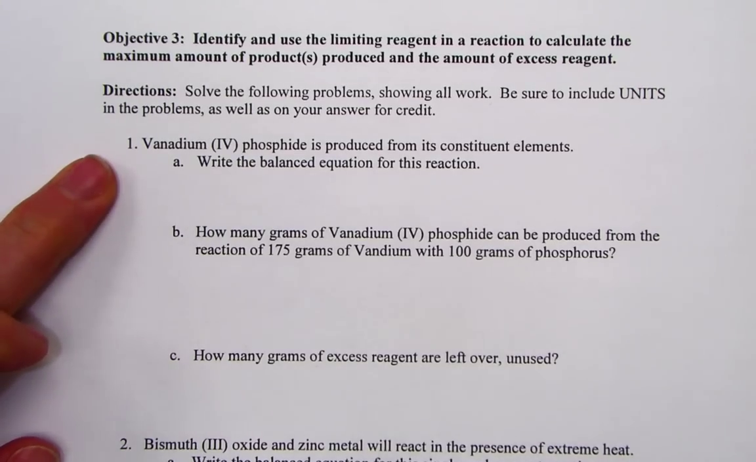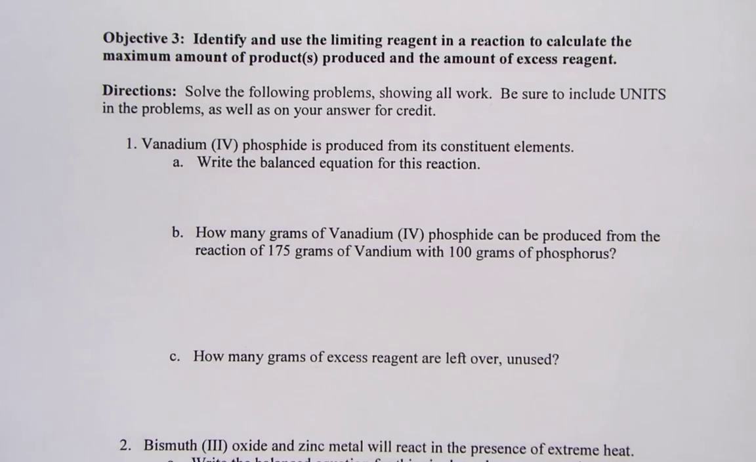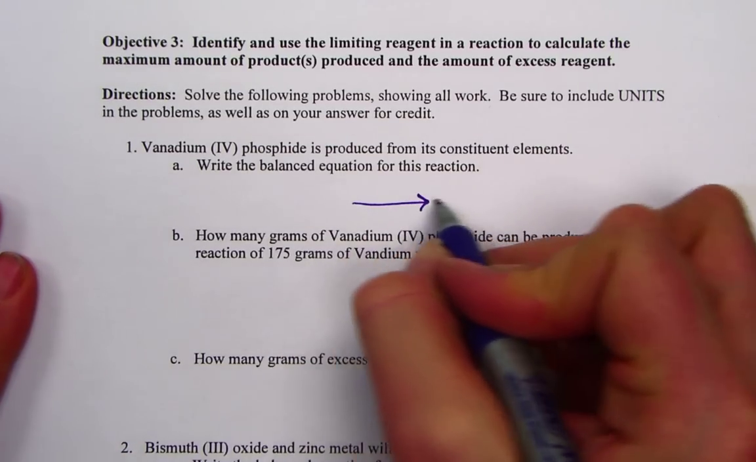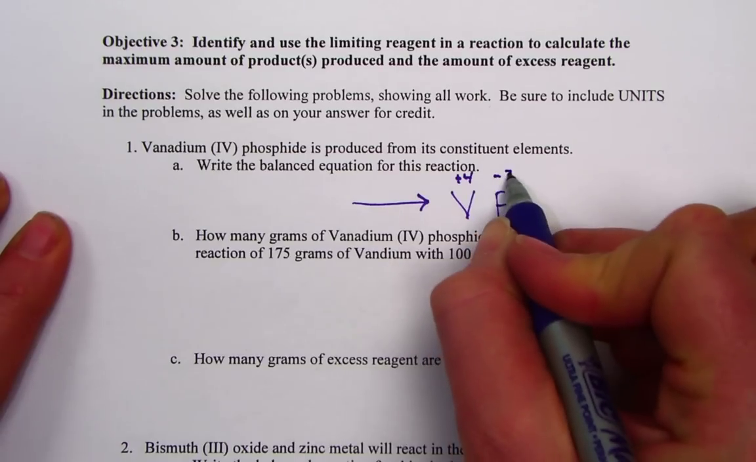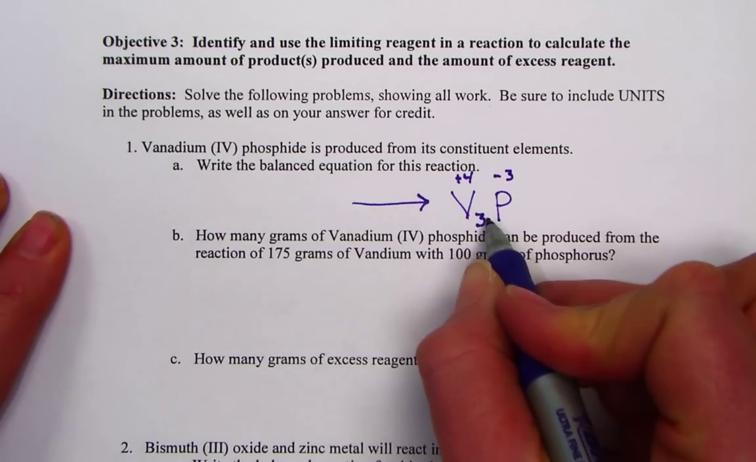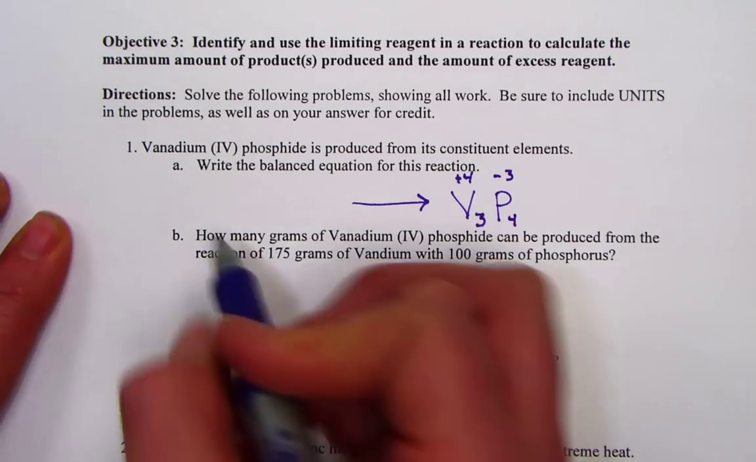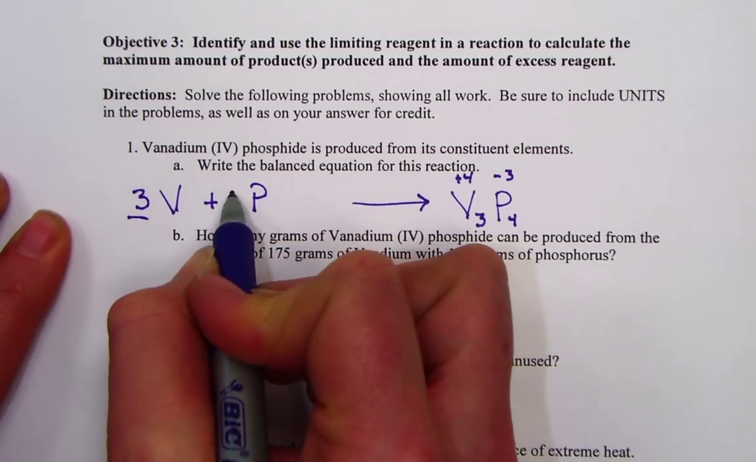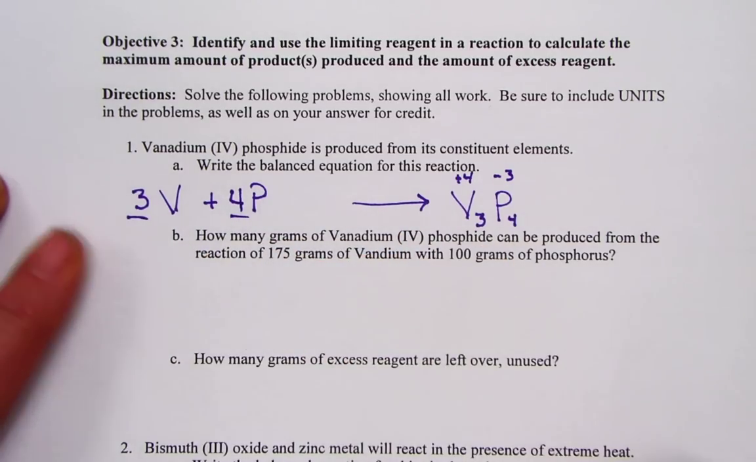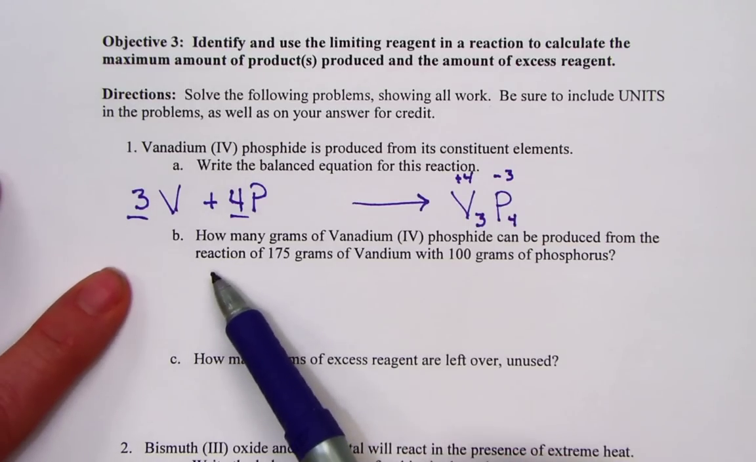Our first problem reads, vanadium(IV) phosphide is produced from its constituent elements. I will point at vanadium. The Roman numeral tells me it's a +4. Phosphide carries a -3, so when we crisscross, we get V3P4. The elements it's built from are vanadium and phosphorus. We will have a 3:4:1 stoichiometric ratio in our balanced equation. The balanced equation is then used in letter B.